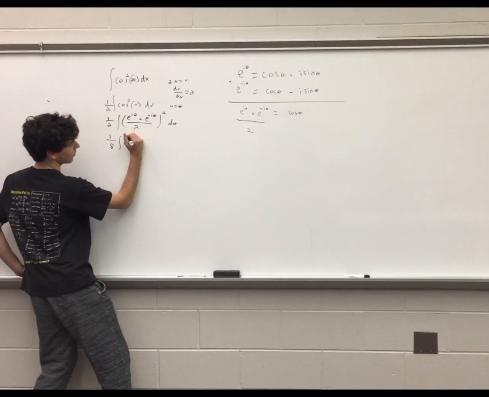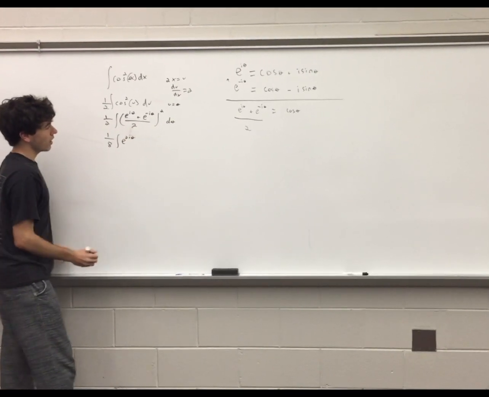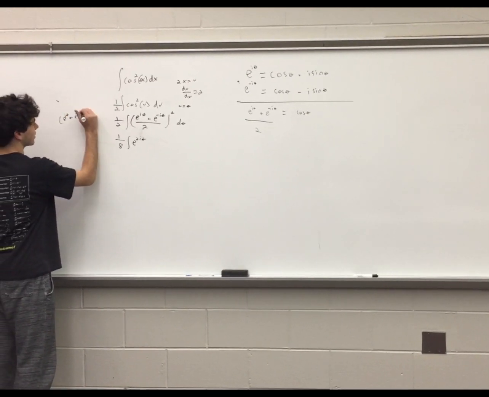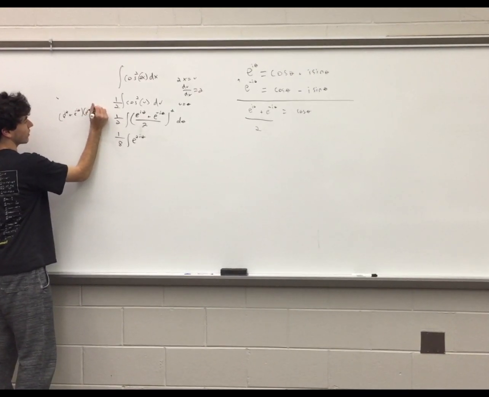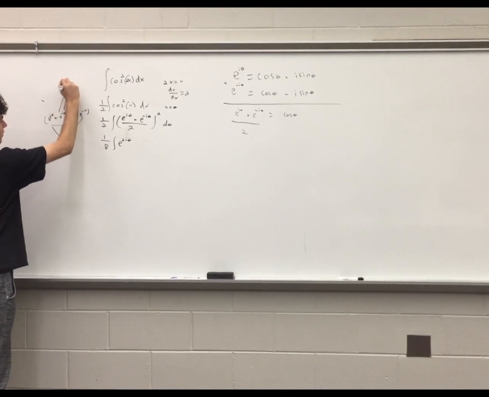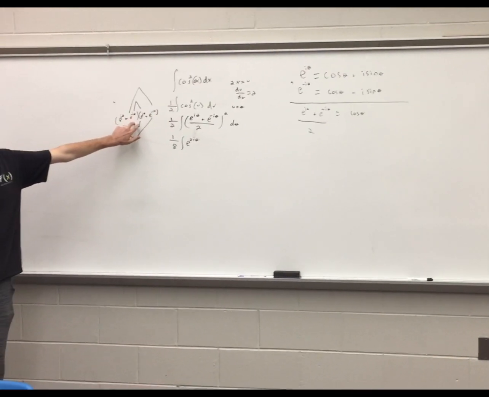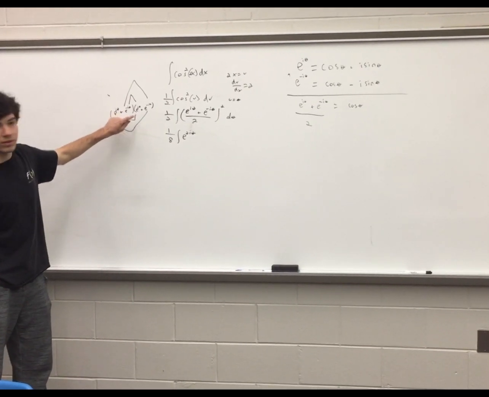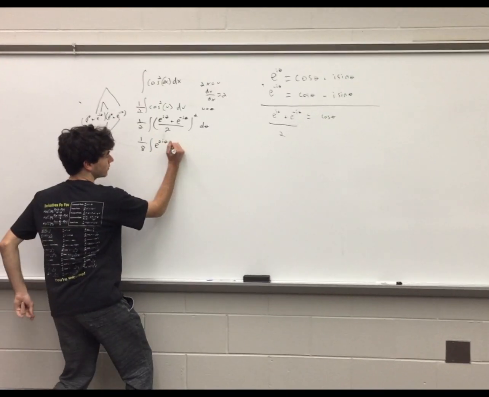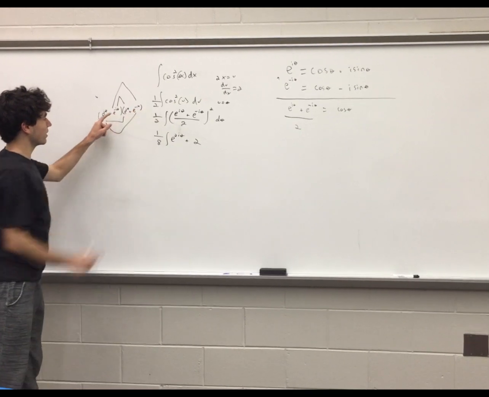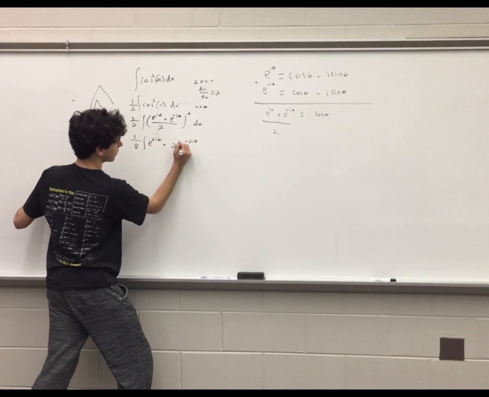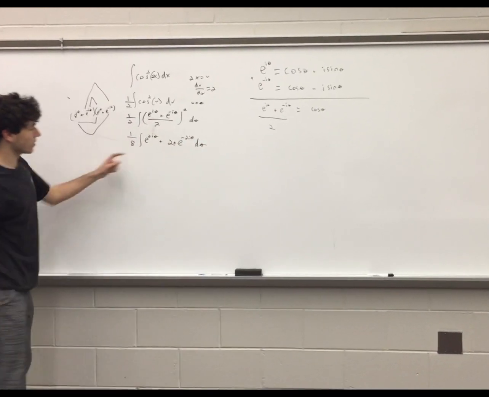So e to the i theta squared is e to the 2i theta. And if you imagine squaring this out, you have e to the i theta plus e to the negative i theta times e to the i theta plus e to the negative i theta. We have to do these two, and these two. So e to the negative i theta times e to the i theta equals 1. e to the i theta and e to the negative i theta also equals 1, and you have 2 of them, so you have 2. And then e to the negative i theta times e to the negative i theta is e to the negative 2i theta. Now that we have this, we know how to integrate it.